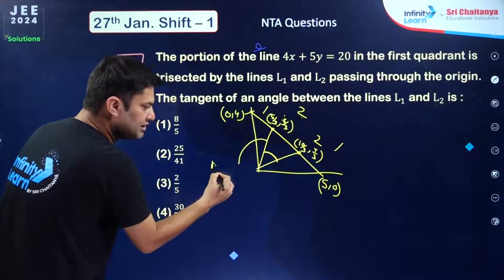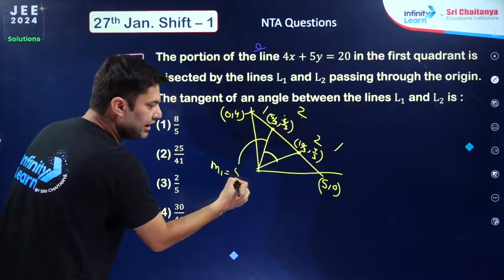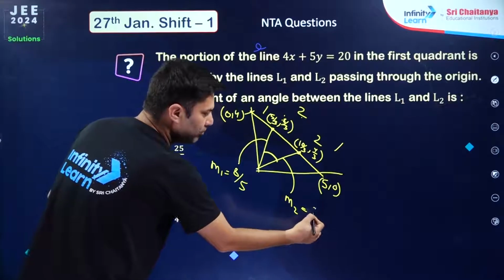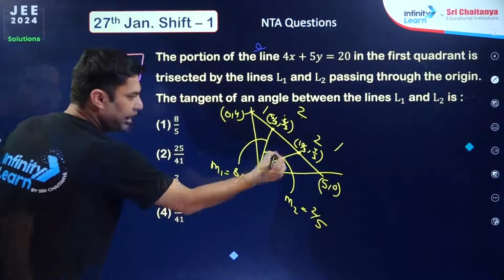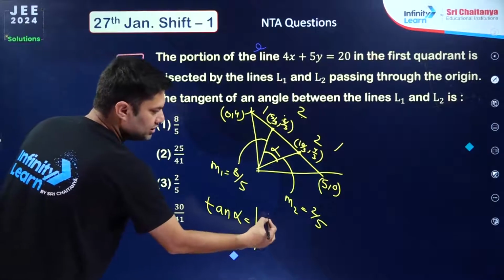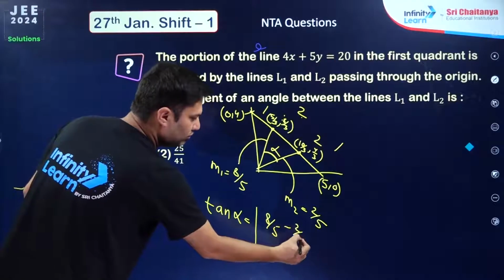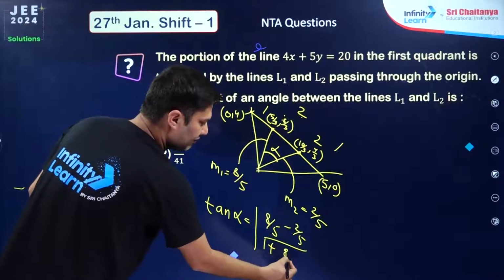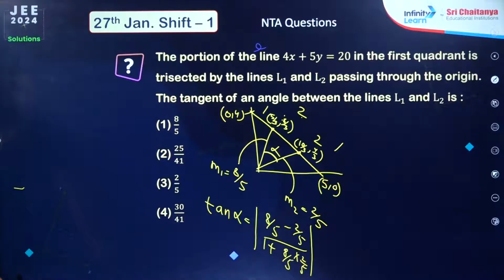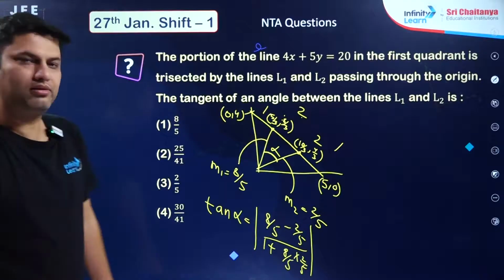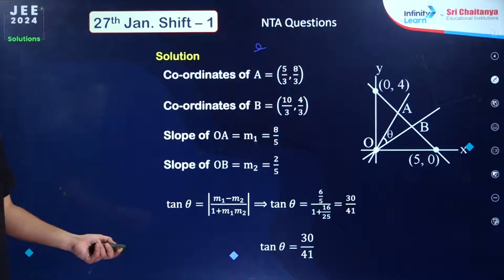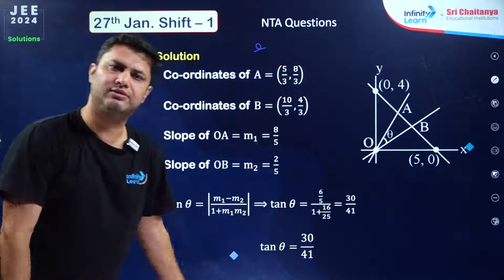So the slope of this line is 8 by 5 and the slope of this line is 4 by 10, which is 2 by 5. Alpha you need to find. The tangent of an angle means tan alpha you need to find, which is m1 minus m2 upon 1 plus m1 m2. Just find, you will get your final answer. Quite easy. 8 by 5, 2 by 5, 30 by 41 is the right answer.